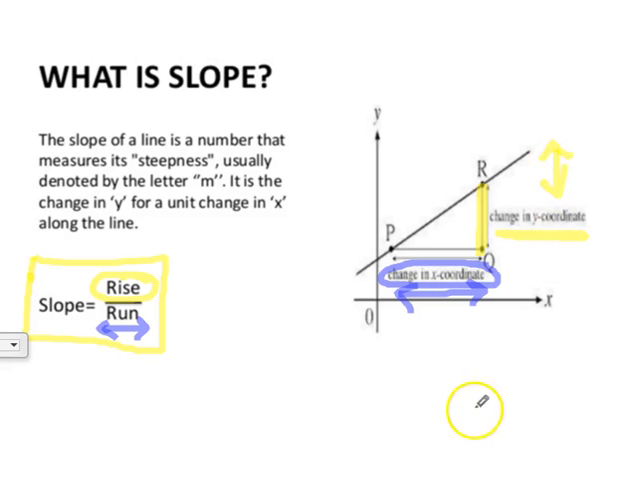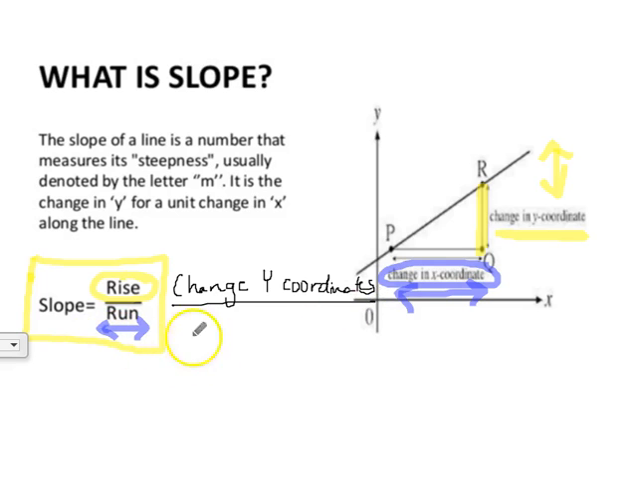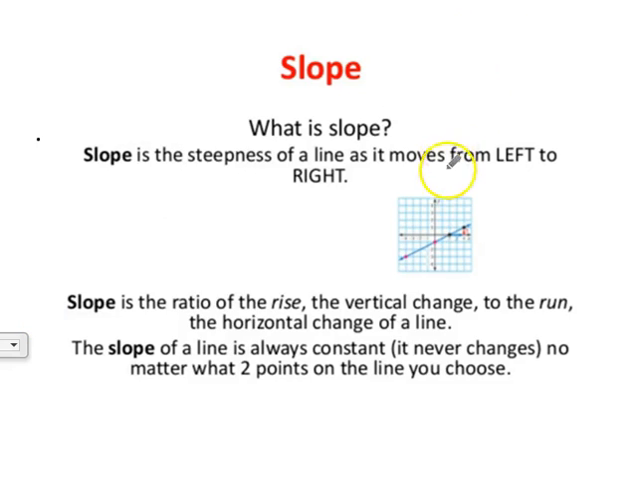Rise over run. So the rise is going to represent the change in your y coordinates, where the run, talking about the horizontal movement, would be the change in your x coordinates. And we're going to actually review how we find the slope when we're given 2 points. So I just want to remind everybody what slope is.